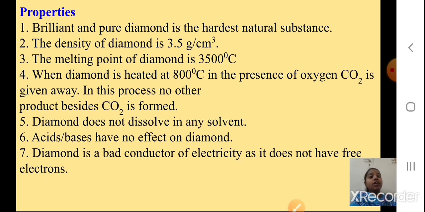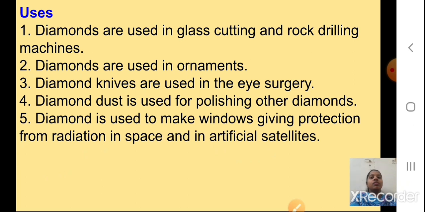Diamond is a bad conductor of electricity and it does not have free electrons. You know, free electrons are very important for the conduction of electricity. Here there are no free electrons, so no conduction of electricity. Students, I hope it is clear till here. We'll move to the next part, uses. You have to learn at least 4 properties, and uses also at least 4 uses. The structure part you also have to learn.